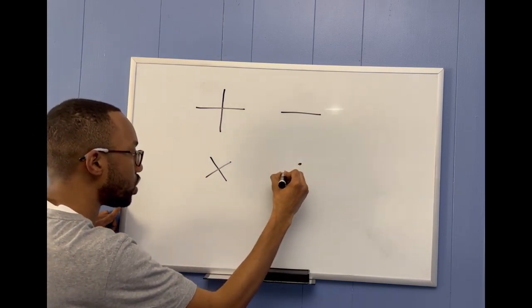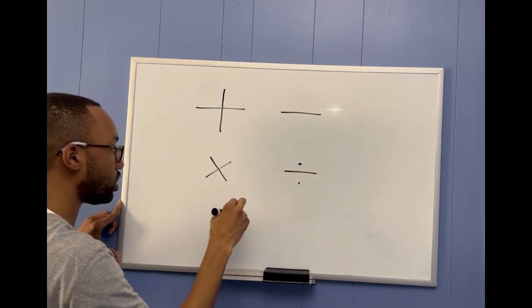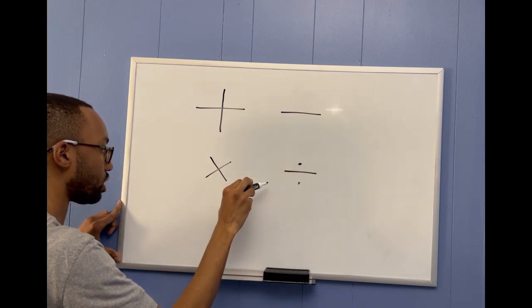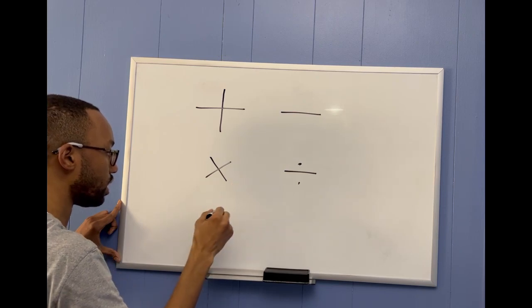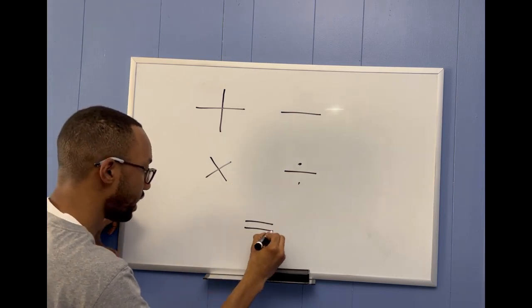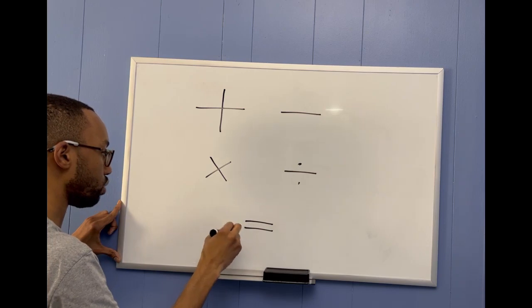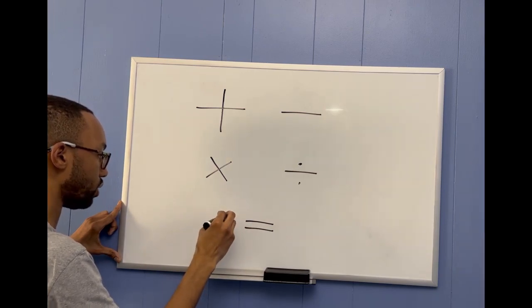For division, you have this symbol, which is used to find the quotient between two numbers. And finally, you have the equal sign, which shows the equality between two values.